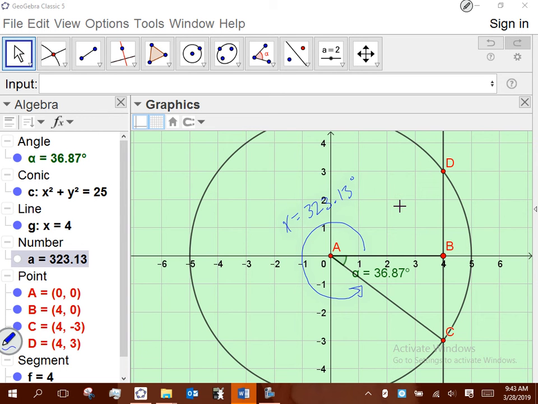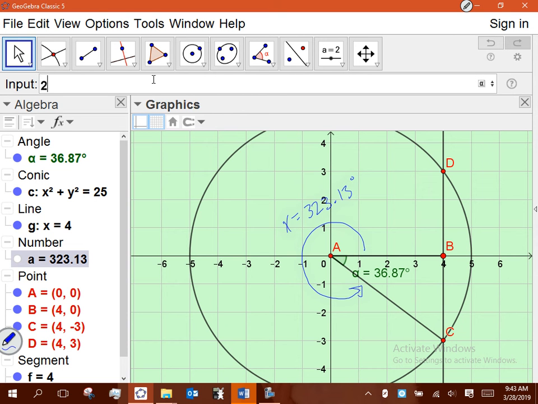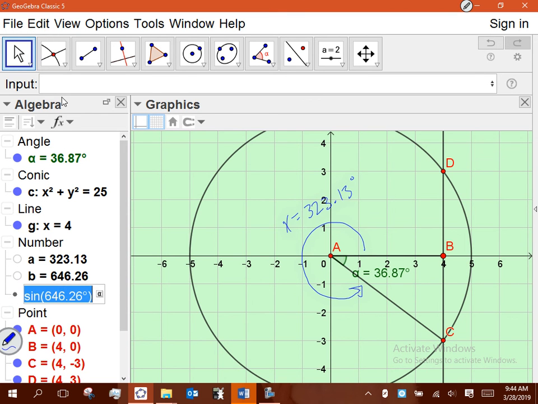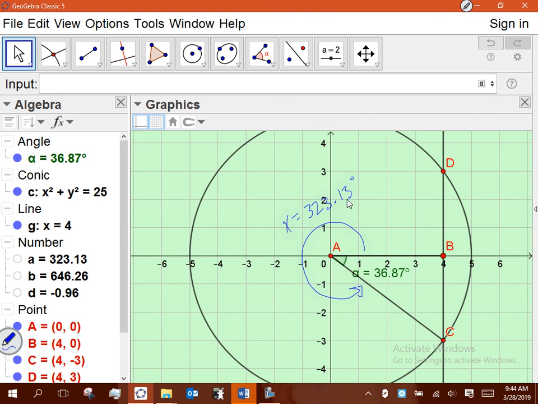Okay. Now, when we find twice that, it'd be 646.26, right? So when we find sine of 2x, we're actually finding sine of 646.26, which if we evaluate that, it gives me 0.96, but it's negative, right? Well, let's think about what we came up with. I just typed in sine, right? Is that what I typed in? Yeah, sine, okay?